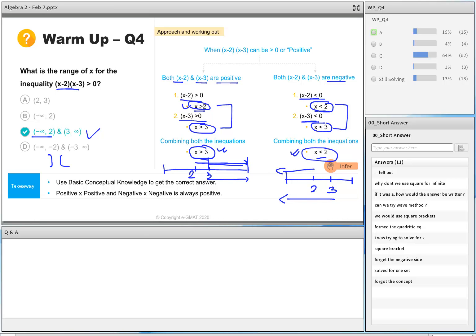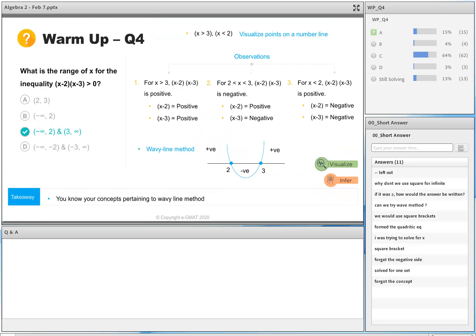And a few of you are also telling me, what about wavy line? The same question can be solved using another technique, which we call the wavy line technique. Now, what does the wavy line technique tell us? We have this inequality: x minus 2 times x minus 3 is greater than 0, a positive number. Essentially, we try to visualize these points on the number line. So we have the roots for this equation: x is equal to 2 and x is equal to 3.